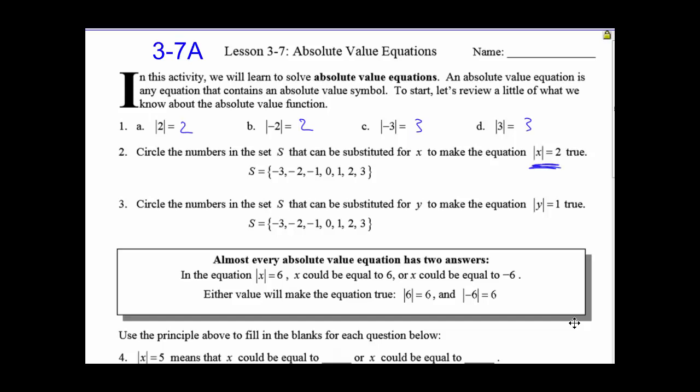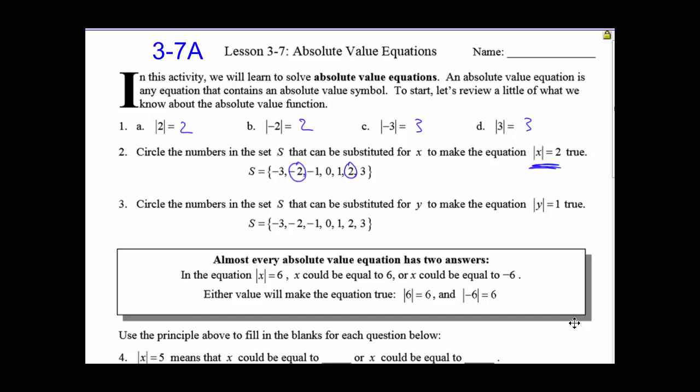So number 2, we're going to circle the numbers in the set that can be substituted in for x to make this equation true, which is the absolute value of x is equal to 2. If we look at negative 3, we know that the absolute value of negative 3 was 3, so 3 is not equal to 2. The absolute value of 2 was equal to 2, so we can circle that one. Really, any number that goes in should be either 2 or negative 2. So we have 2 answers here.